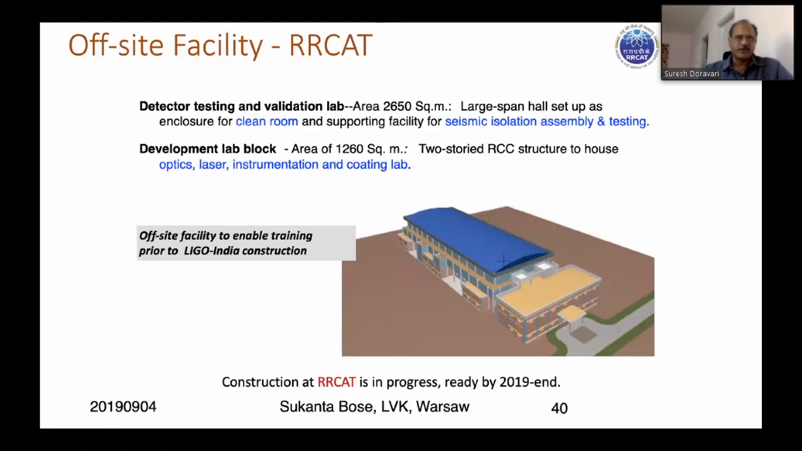We also have what is called an offsite facility at RRCAT. This is our own 10-meter prototype, which is under construction, and it should be operational by the middle to end of next year. So this is another advanced facility, which you would reach after you pass through the level one, level two training, which is available in many other labs.